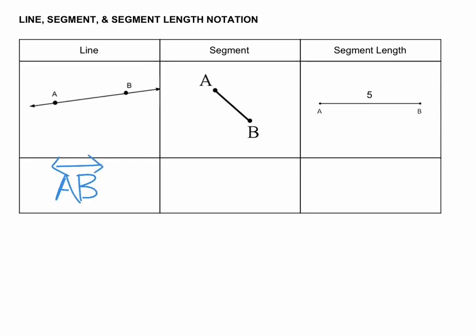In the second box, I've got segment AB. I'm going to name it by using its endpoints, capital A, capital B. But this time I've just got a line across the top with no arrows. That is talking about the segment.